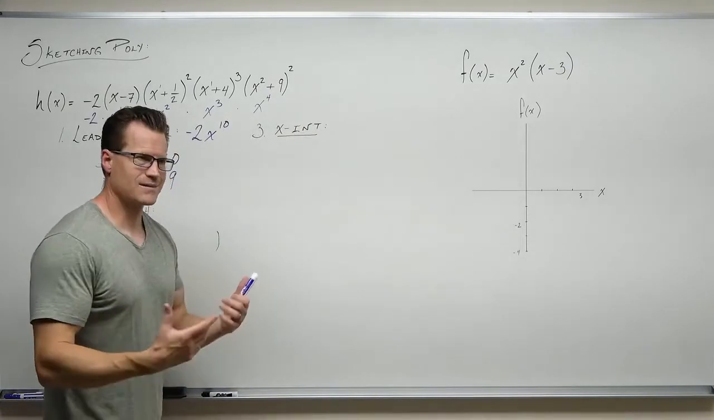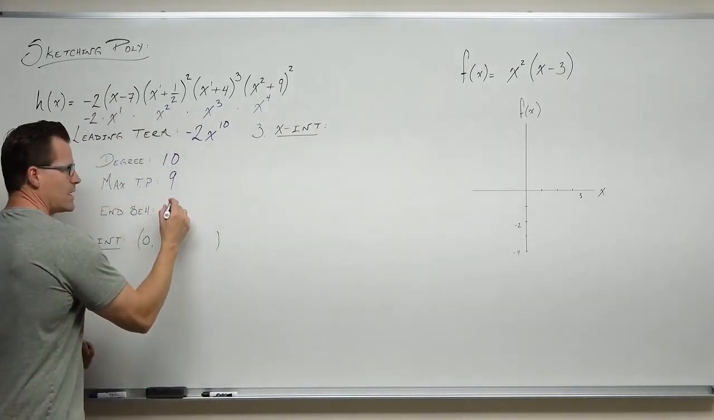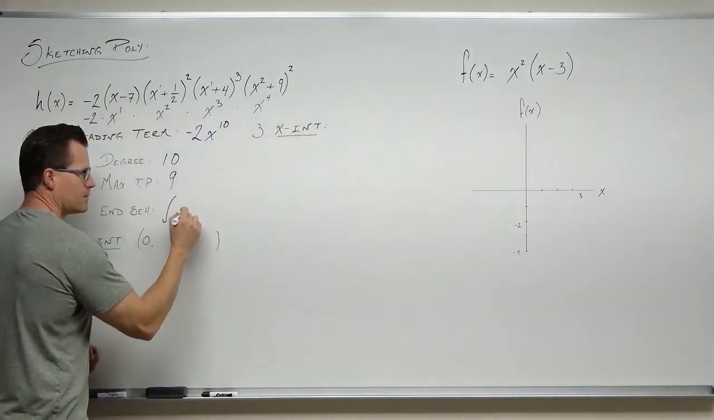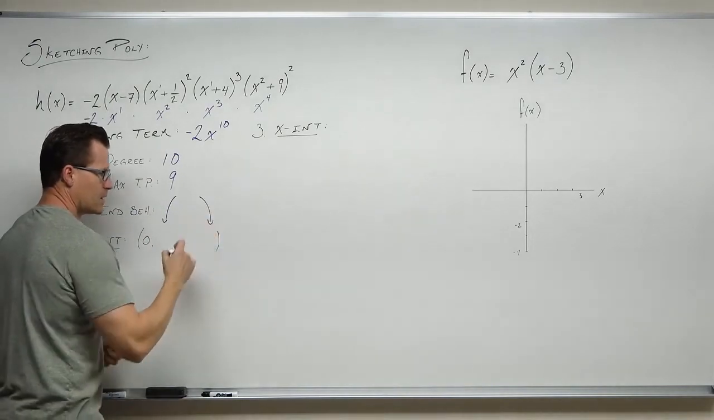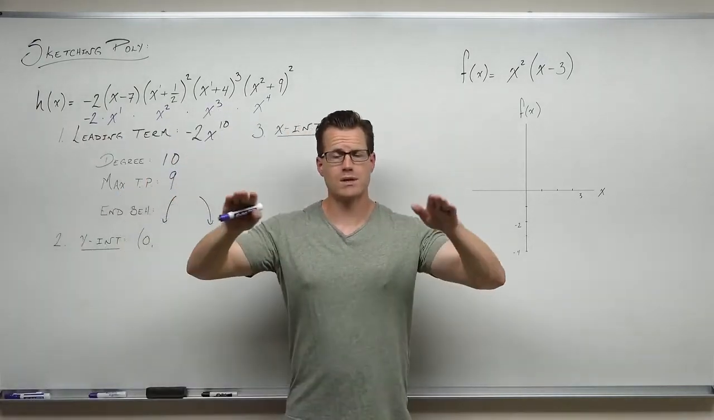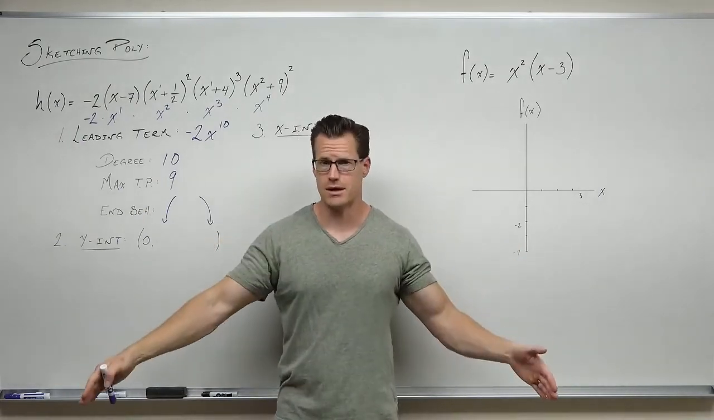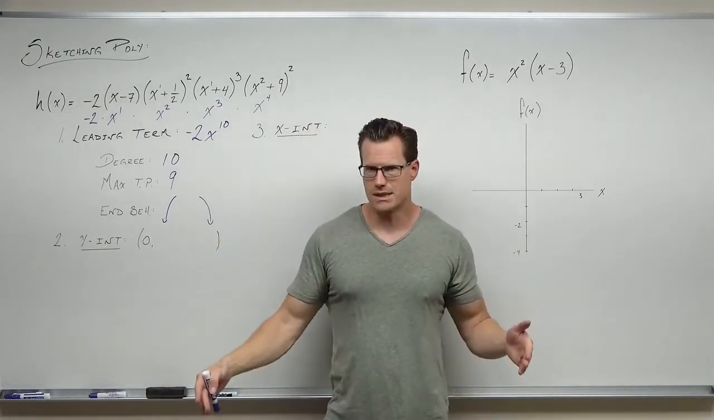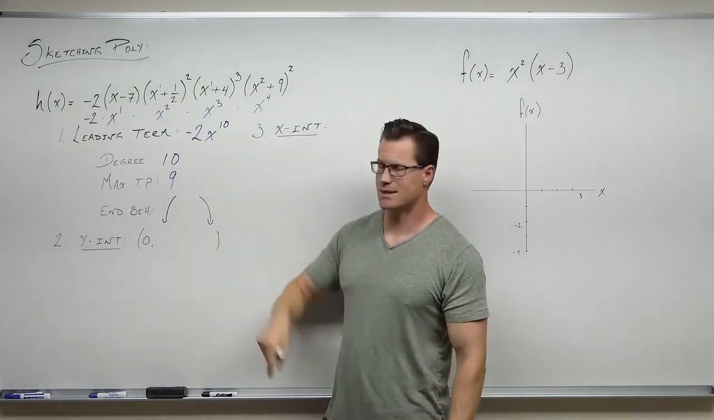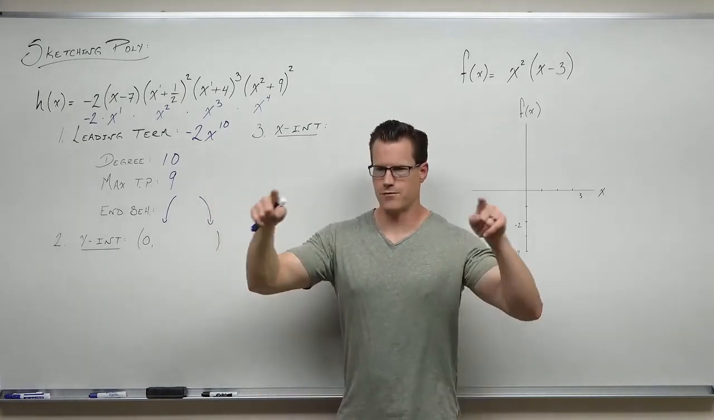So we're going to draw just a little picture of that. Our end behavior should be pointing downward as x approaches negative or positive infinity. It should be doing this. And it's going to be doing it very steeply because of that power and because that's a -2. So it's going to be very dramatic.